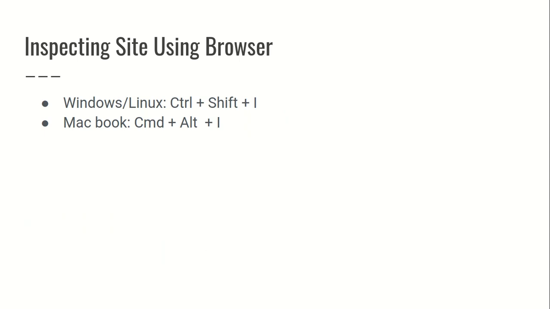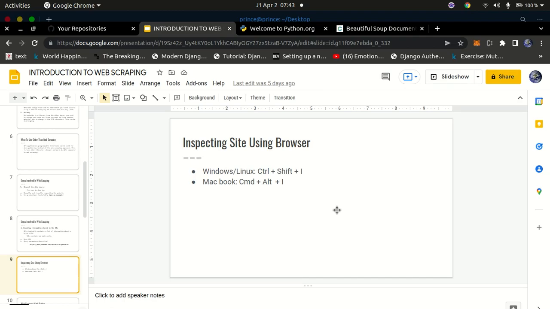So one of the ways you can inspect a site in a browser: on a Linux or Windows machine, you can press Ctrl Shift and I to inspect the page, or on a MacBook you can press Command Alt and I to inspect the page, and that gives you access to the page. So let's exit out of my presentation for now, and let me quickly show you how you can inspect a page.